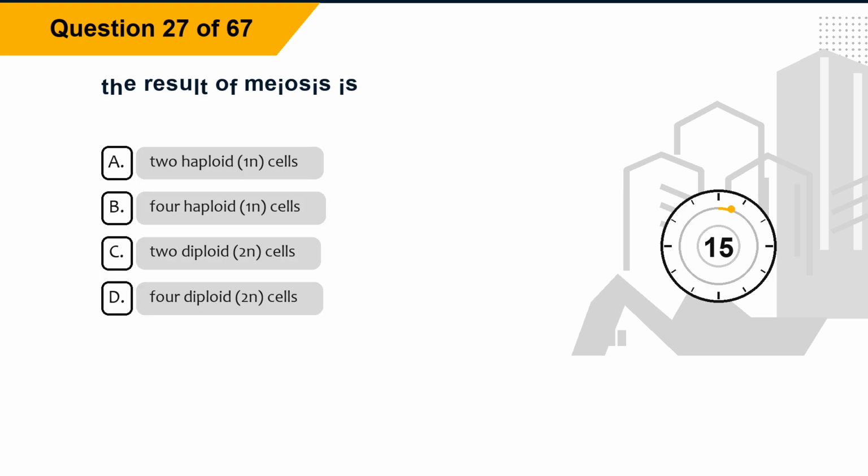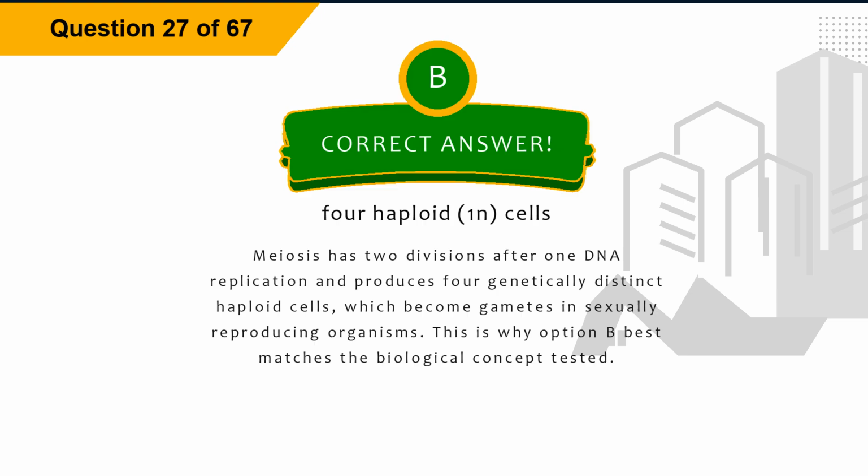Question 27. The result of meiosis is: Option A, 2 haploid, 1N, cells. Option B, 4 haploid, 1N, cells. Option C, 2 diploid, 2N, cells. Option D, 4 diploid, 2N, cells. The correct answer is option B, 4 haploid, 1N, cells.